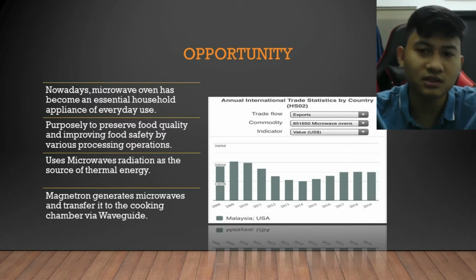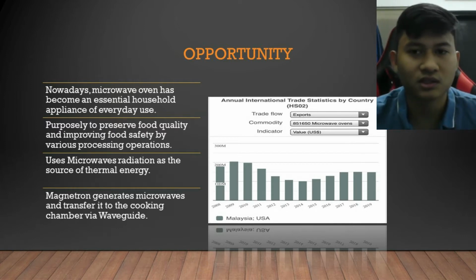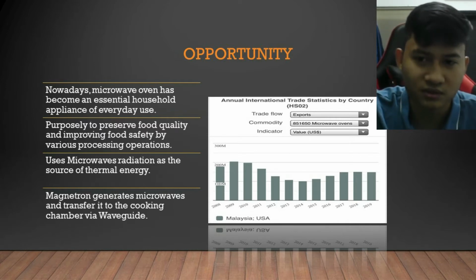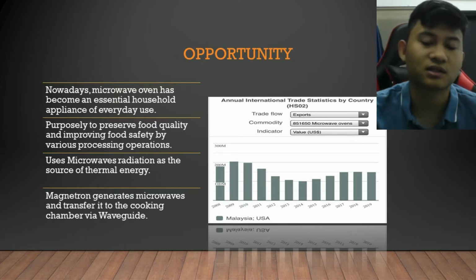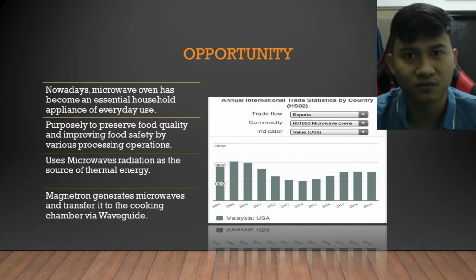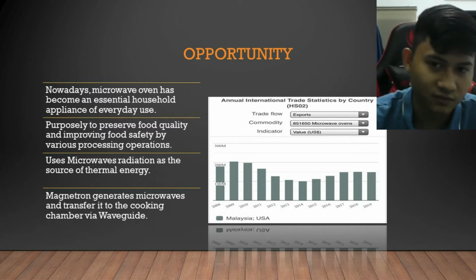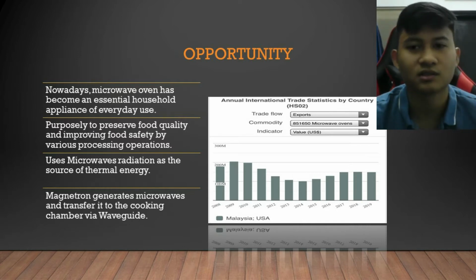As you can see in the figure here, this data is taken from the website of trendeconomy.com, which shows the annual international trade statistics by country. This is the data statistic of microwave export from Malaysia to the United States of America. From 2014 to 2019, the trend is in an increasing pattern. So we can conclude here that most people are aware of the advantages of microwave ovens. The value of export increased from 100 million per year to 150 million per year.